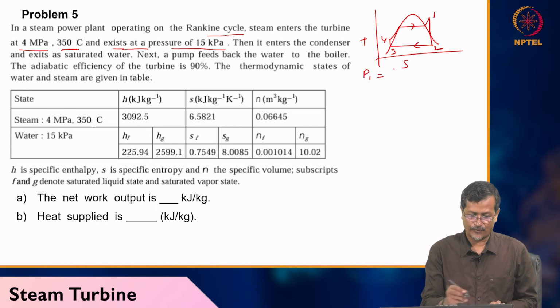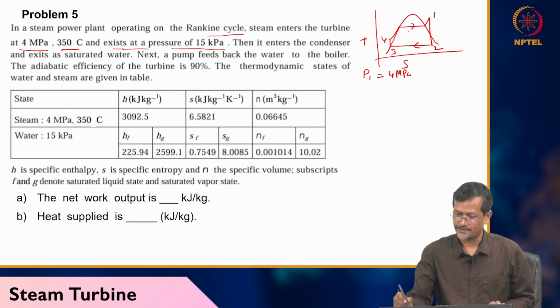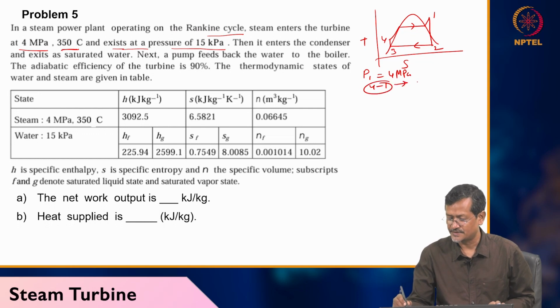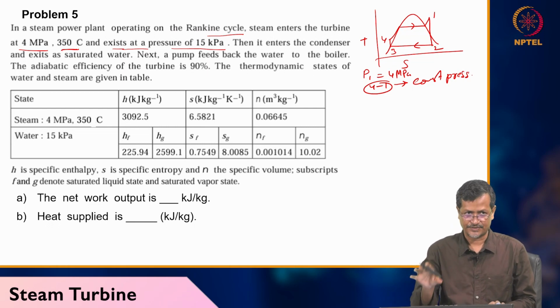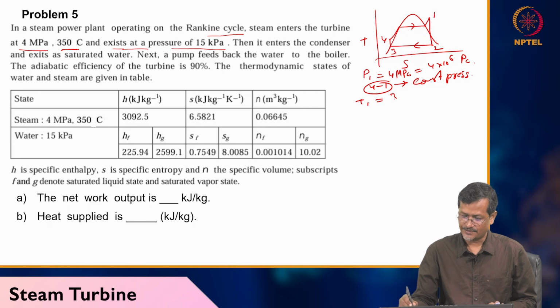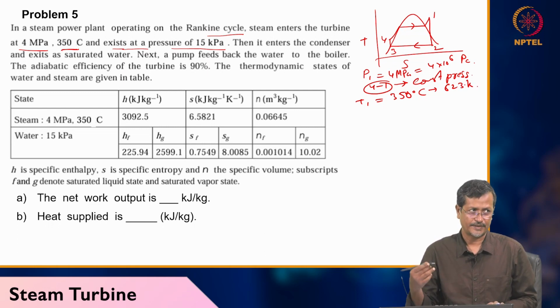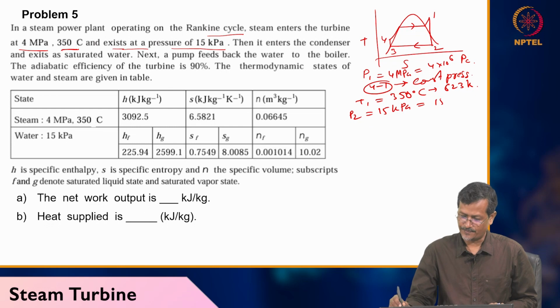P1 is given as 4 MPa, they are saying 4 MPa steam entering the turbine. So this, 4 to 1, is the same constant pressure line. Inside the boiler the pressure will not be changing, it will be fixed within the boiler. So this is 4 into 10 power 6 Pascal. The temperature of 350 degrees centigrade is given, so 623 K, 273 plus 350. P2 equals 15 kPa, so 15 into 10 power 3 Pascal.